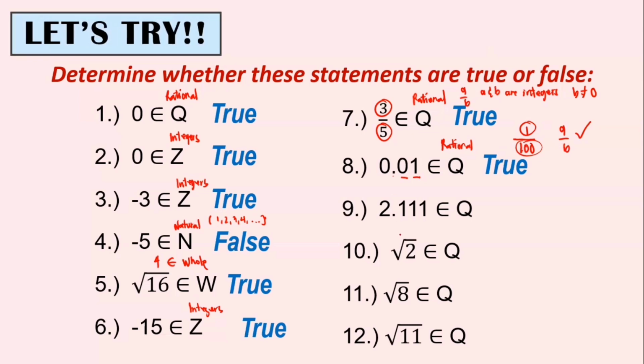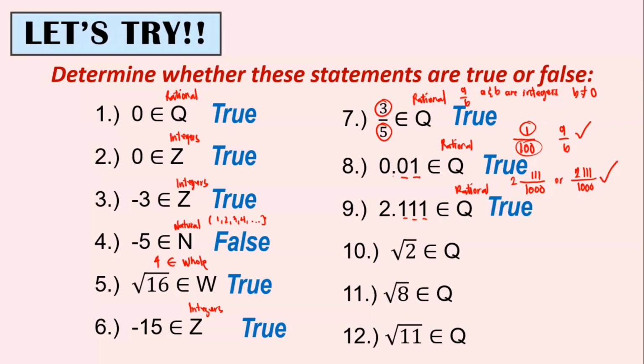Next, number 9, we have 2.111 is an element of our rational numbers. Okay? So, through the algebraic method, we can simplify 2.111. Di ba yan ay tenths, hundredths, thousandths. So, naka-over sa 1,000 and then 111. And then yung 2 nandito. So, pwede natin yan i-gawing improper fraction. So, magkakaroon ka dito ng 2,111 over 1,000. Therefore, number 9 is true.